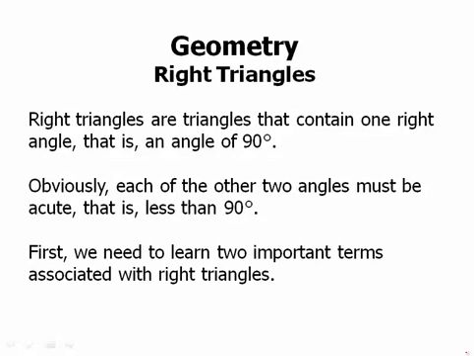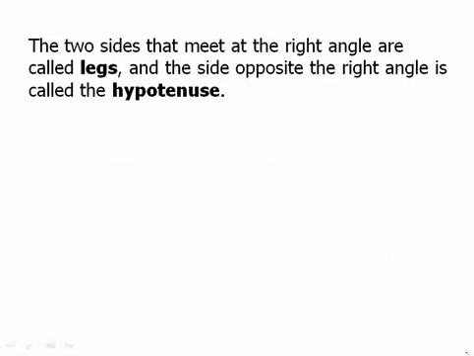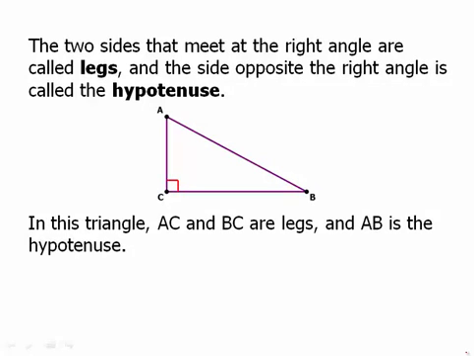First, we need to learn two important terms associated with right triangles. The two sides that meet at the right angle are called legs, and the side opposite the right angle is called the hypotenuse. We mentioned legs briefly in the previous video, but here's the formal definition of legs, and also you need to know the word hypotenuse. So we have two legs here in a right triangle, and then the long side is the hypotenuse. In this triangle, AC and BC are the legs, and AB is the hypotenuse.